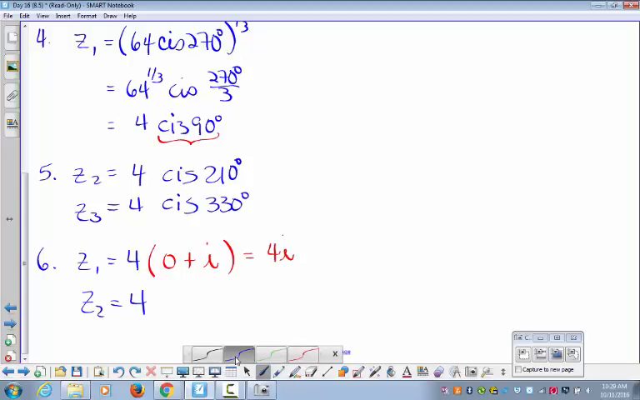Z2 is going to be 4 times the unit circle complex number, cosine of 210 and sine of 210. That's in quadrant 3, 12-sector circle. So it's going to be minus root 3 over 2 minus 1/2 i. And that will simplify to minus 2 root 3 minus 2i.